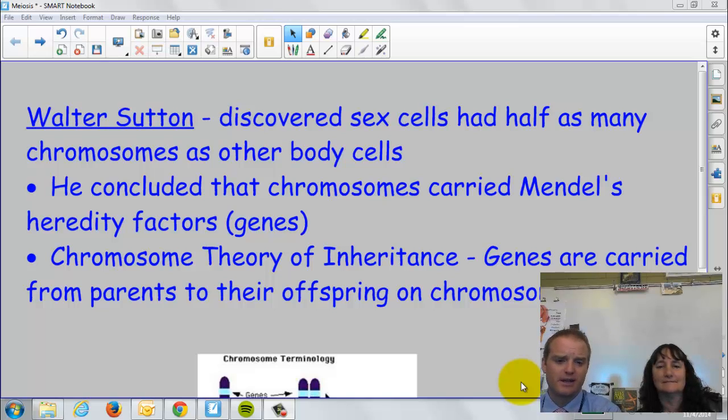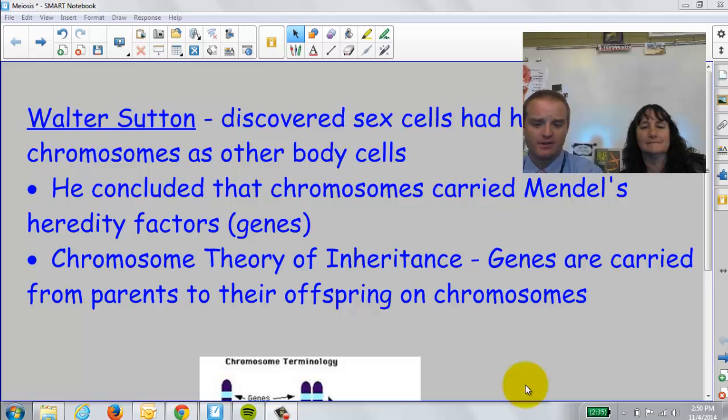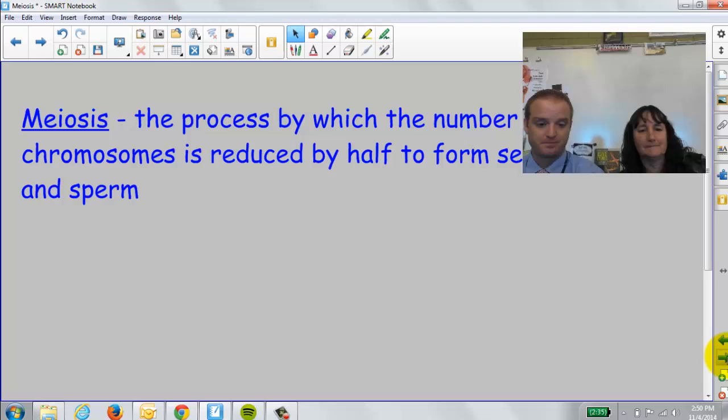And so he concluded that chromosomes carry Mendel's heredity factors, these genes, and that this is how they're transmitted from one generation to the next. So this chromosome theory of inheritance is that genes are carried from parents to their offspring on chromosomes. And so this is now actually proving Mendel's work, I guess, would be the best way to put it. Right. Now we can see the DNA and those genes being passed on from generation to generation.